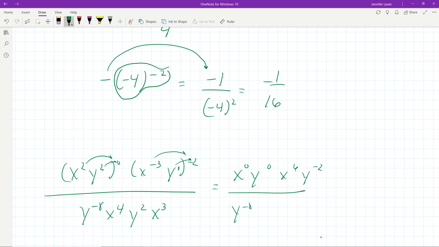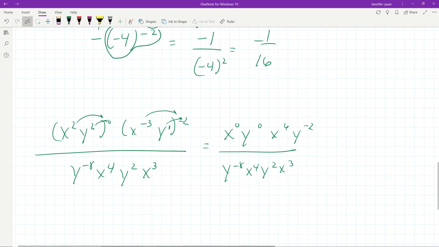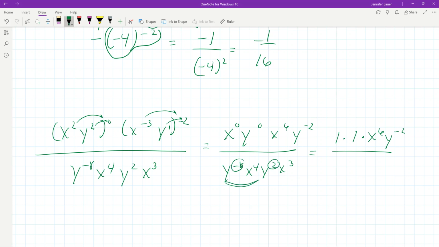And I'm just going to write these down on the bottom. Now these first two just become ones. 1 times x to the 6 times y to the negative 2. Now let's go ahead and combine the like variables. Remember, this is multiplication. So I'm going to add these. I'm going to say negative 8 plus 2 is negative 6. So it's y to the negative 6.